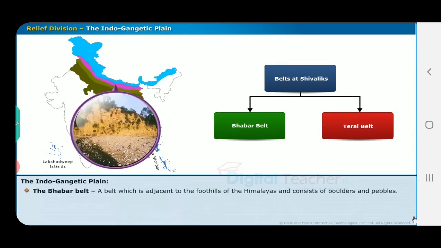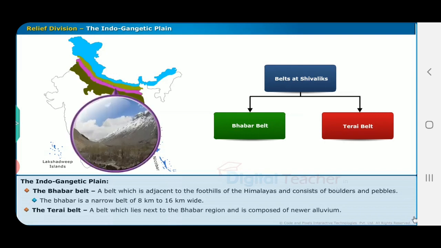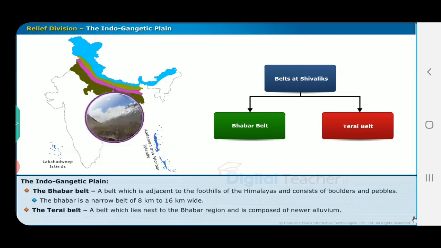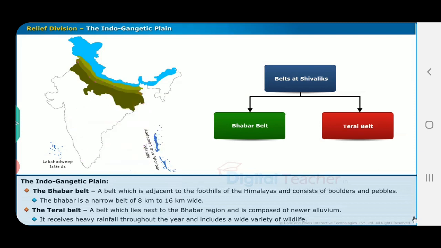The Bhabar Belt, a belt which is adjacent to the foothills of the Himalayas and consists of boulders and pebbles. The Bhabar is a narrow belt of 8 kilometers to 16 kilometers wide. The Terai Belt, a belt which lies next to the Bhabar region and is composed of newer alluvium. The region is mostly moist with thick forest as it is swampy and marshy. It receives heavy rainfall throughout the year and includes a wide variety of wildlife.